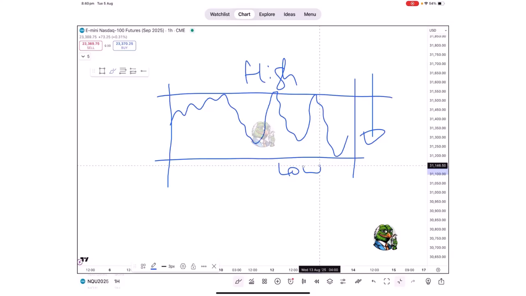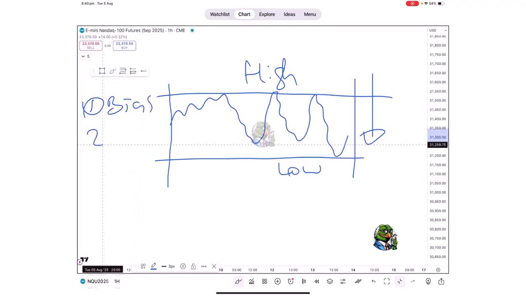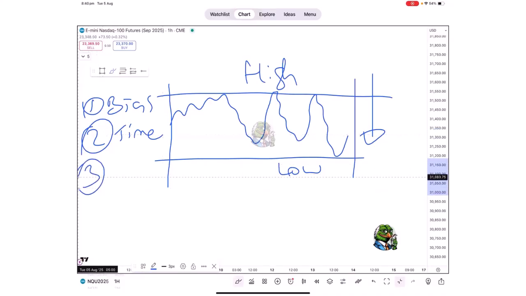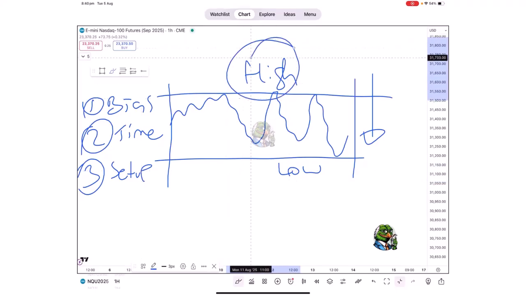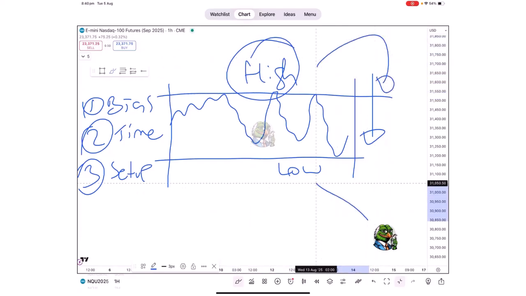Okay, now our second edge is that we know exactly the times that the market will make this move. Okay, and therefore we know exactly when to come to the screen to look for what we need to see. Right, and that brings me to our third edge, which is the setup. Okay, we have a very specific setup that we look for to confirm that once a time-based liquidity pool has been swept, that the market is in fact now going to sweep the opposing end, okay?